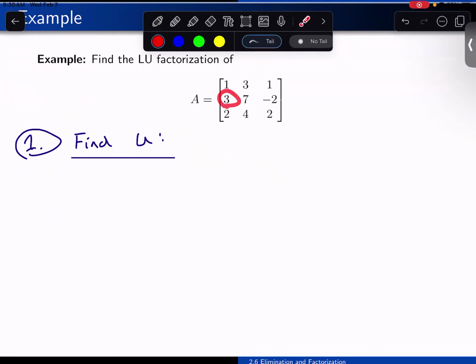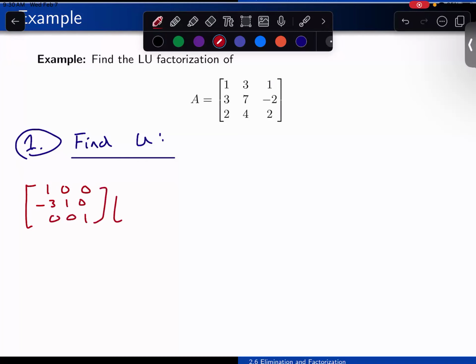So if we want to get rid of this 3 right here, we'll take row 2 and subtract from it 3 times row 1. So the matrix is going to be 1, 0, 0, minus 3, 1, 0, and then 0, 0, 1. We then multiply it by 1, 3, 1, 3, 7, minus 2, 2, 4, 2. First row stays the exact same. Only row that changes is the second. So this is going to be 0. You have minus 9 plus 7, which is minus 2. And then you have minus 3 plus minus 2, which is equal to minus 5. And then the third row stays the exact same.